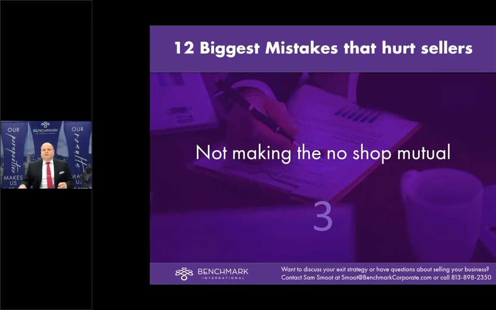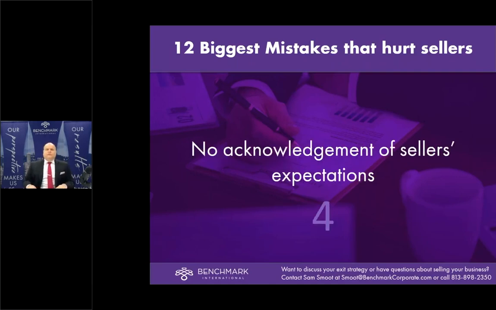We see that happen. So trying to make the no shop mutual, it's very difficult and it's going to be limited in scope, but it's definitely worth a shot. Number 4, no acknowledgement of the seller's expectations. You can see how important this is. I think it's the 3rd time that I've mentioned it on the webinar here.